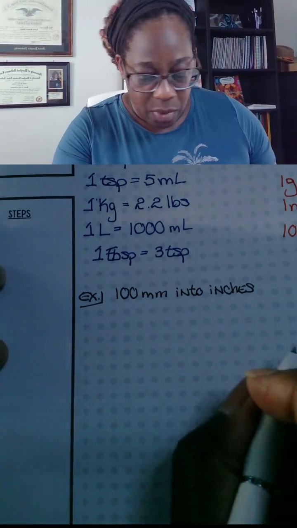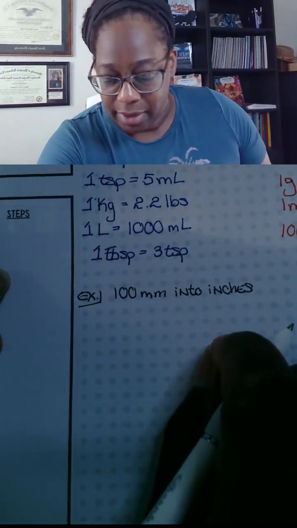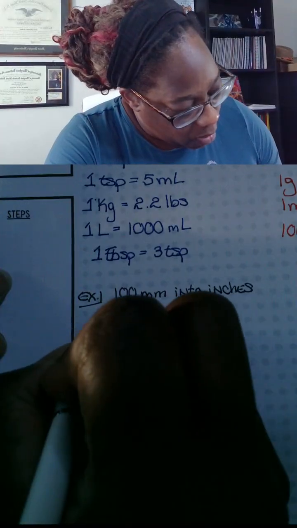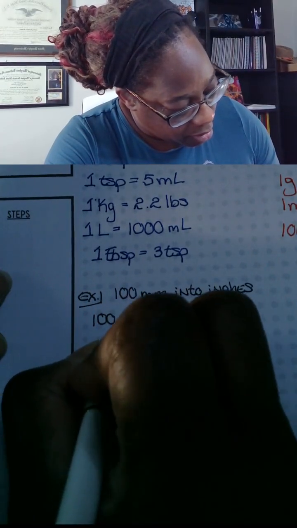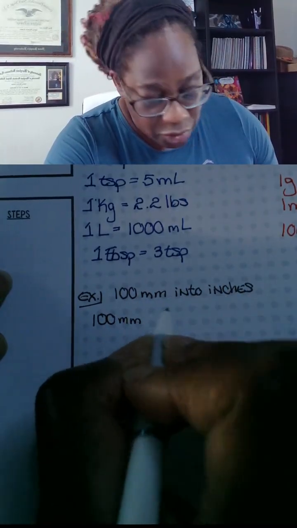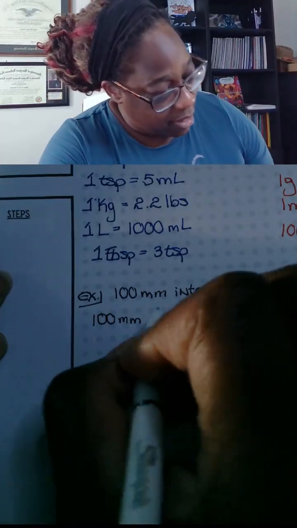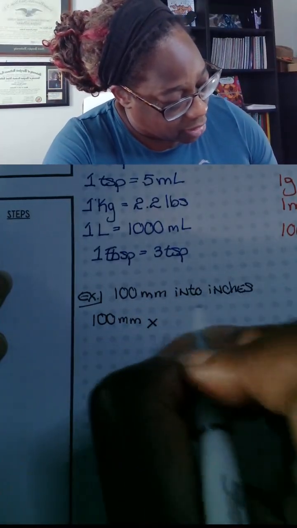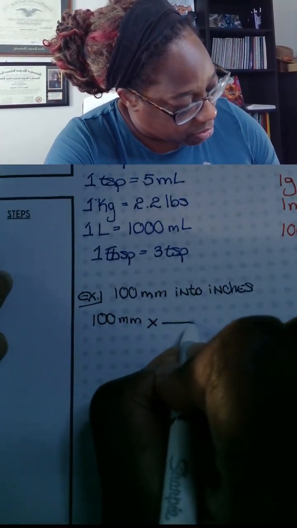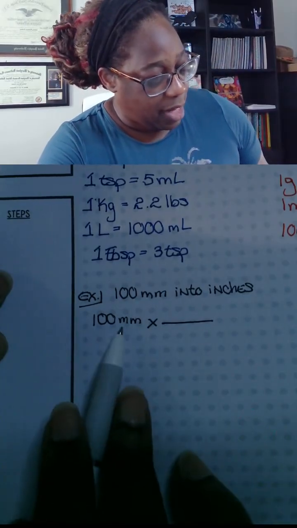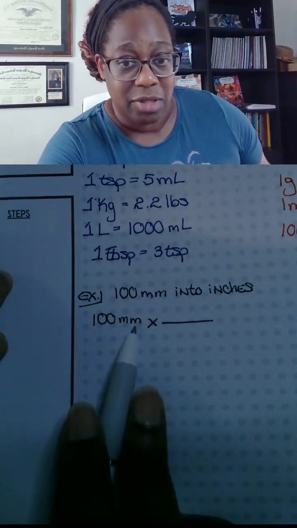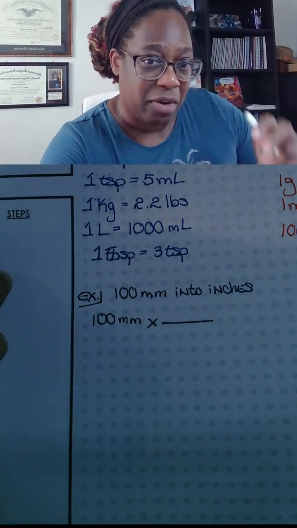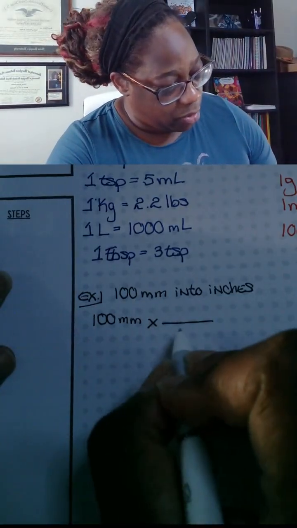Awesome. So when we're thinking about this, we know what we're starting off with. We're starting off with 100 millimeters. So now we have to do a process that will kind of cancel things out. Since I want to go from millimeters to inches, millimeters is going to be in the numerator, right? So we're doing multiplication.